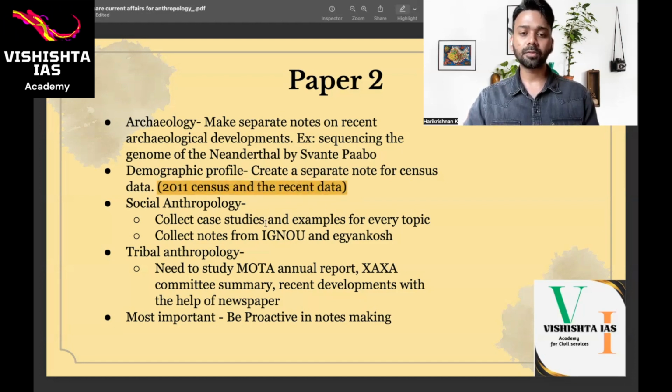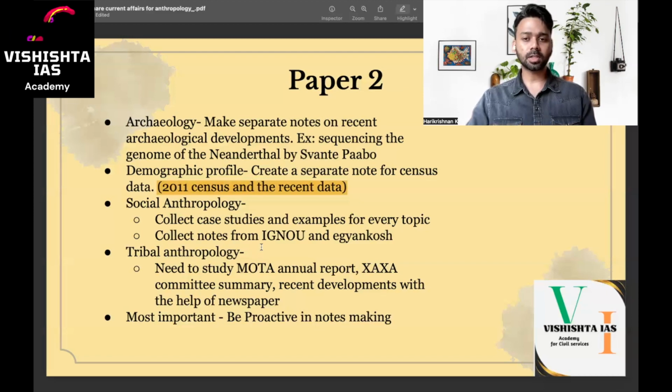Then, when we move to the social anthropology part, social anthropology is considered to be a very easy topic because we study about caste, the Varna system, practices in the society, Sanskritization, desanskritization. For these topics, we generally have very well made notes already. There are several books available, and there are very good notes available.